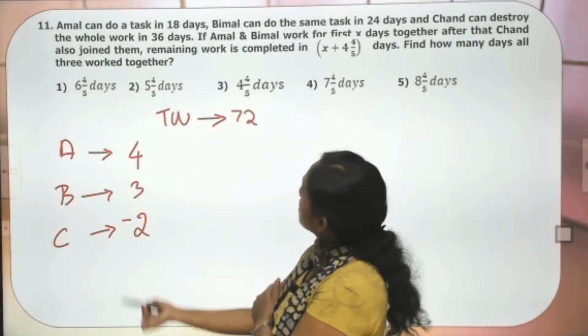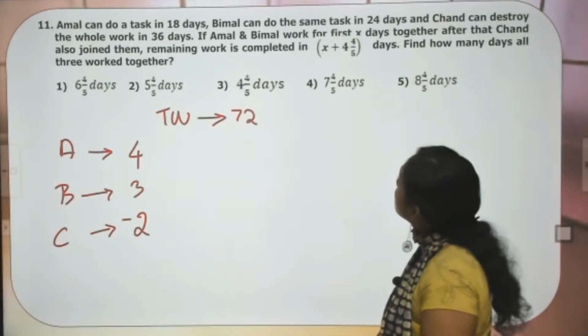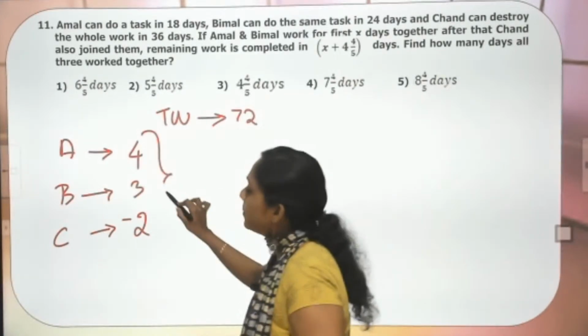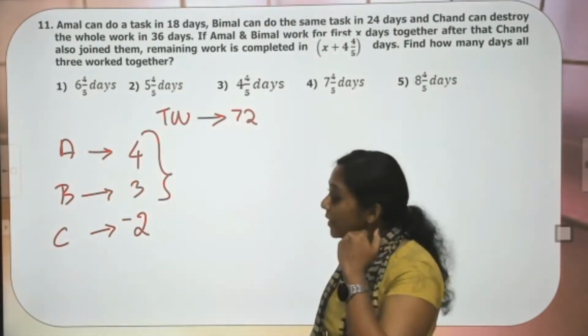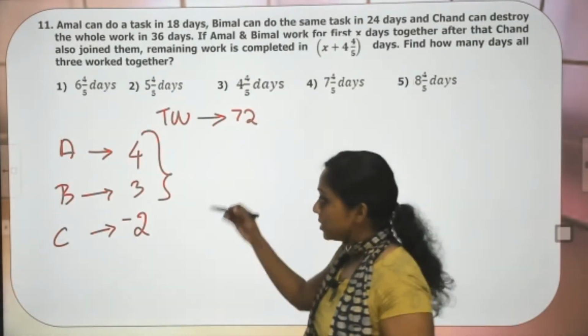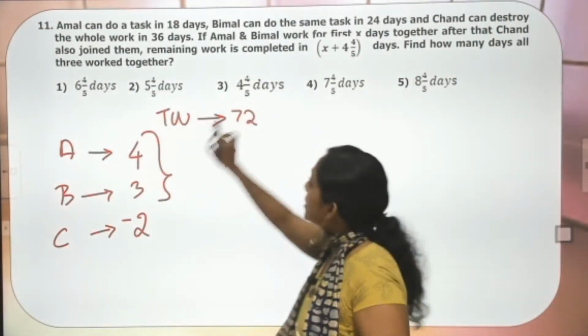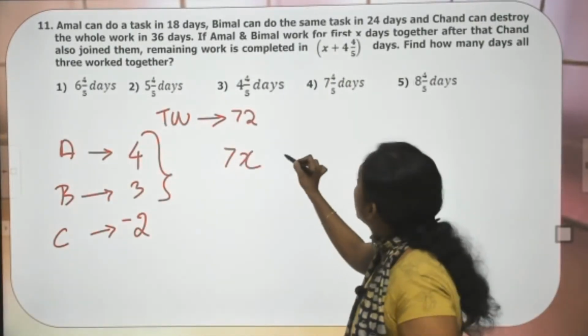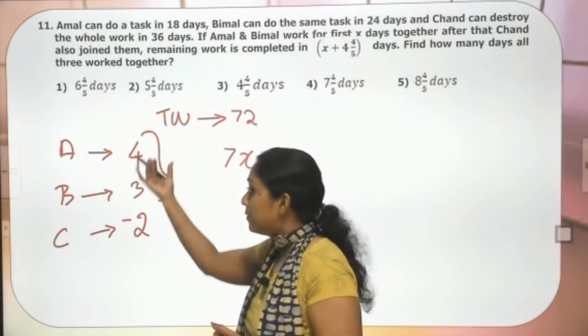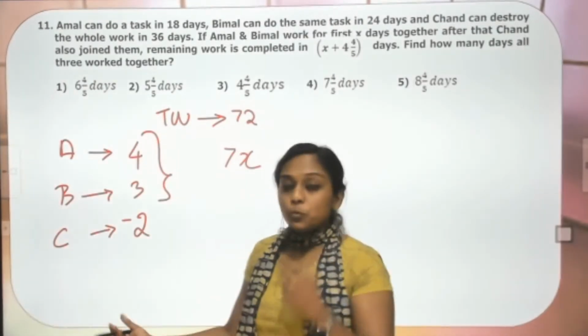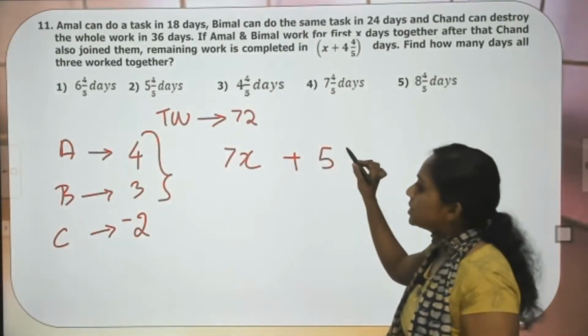Okay, so next, if Amal and Bimal work for first X days, so Amal and Bimal together when they are working, they work with 4 plus 3, 7 efficiency. So with 7 efficiency they worked for X days. Okay, next after that Chand also joined them. Okay, so that will be 7 minus 2, 5. Okay, so the next efficiency is 5.